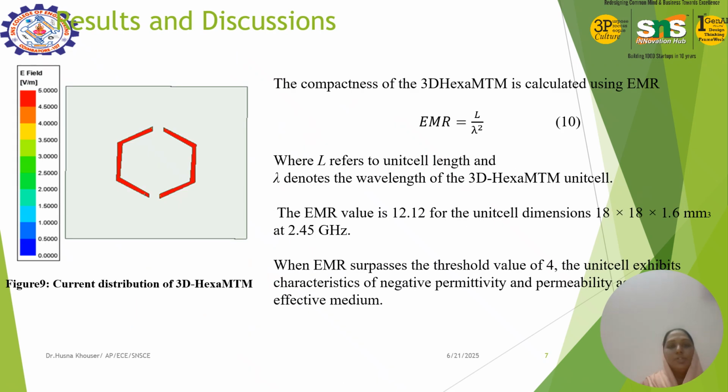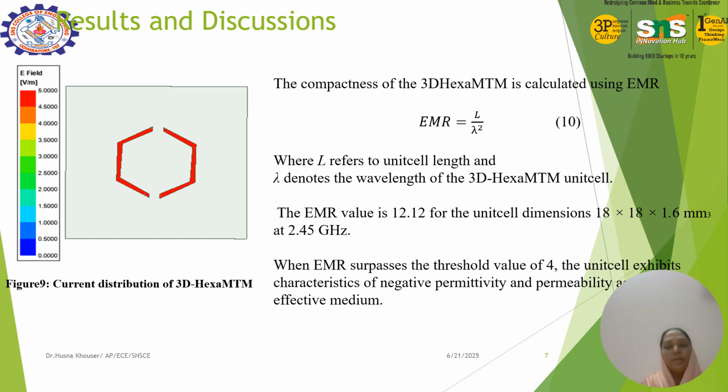Next is the current distribution. This current distribution image shows how the energy flows across the unit cell structure. The electric field along the ring causes current loops, which generate the magnetic field. This field interaction creates the negative permeability and then the negative refractive index. A strong current reversal is visible, which indicates intense internal coupling. This is the current distribution and how we get it.